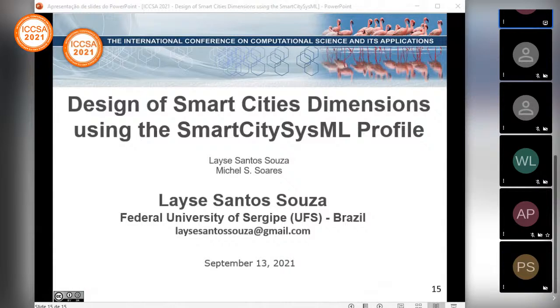My conclusion is that this work can help in infrastructure modeling of other case studies for smart cities, for example, water treatment, energy, and the others.